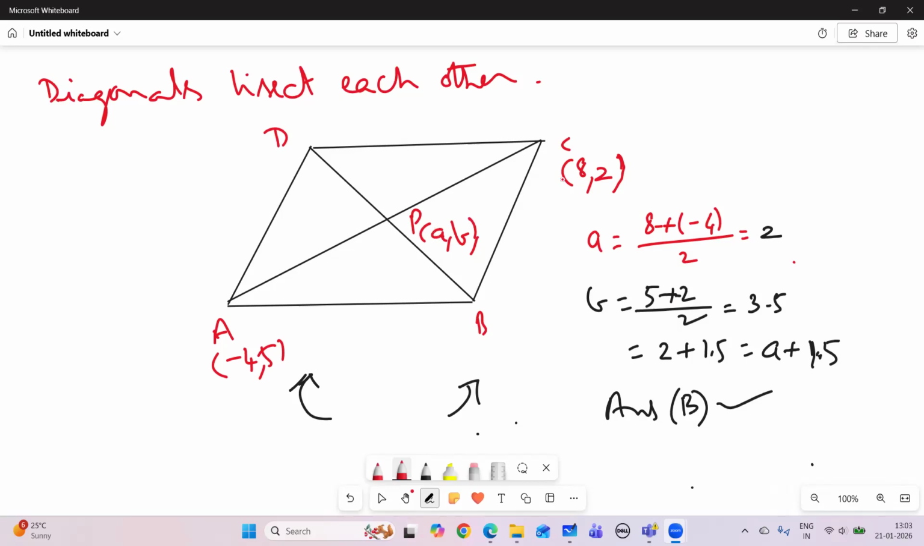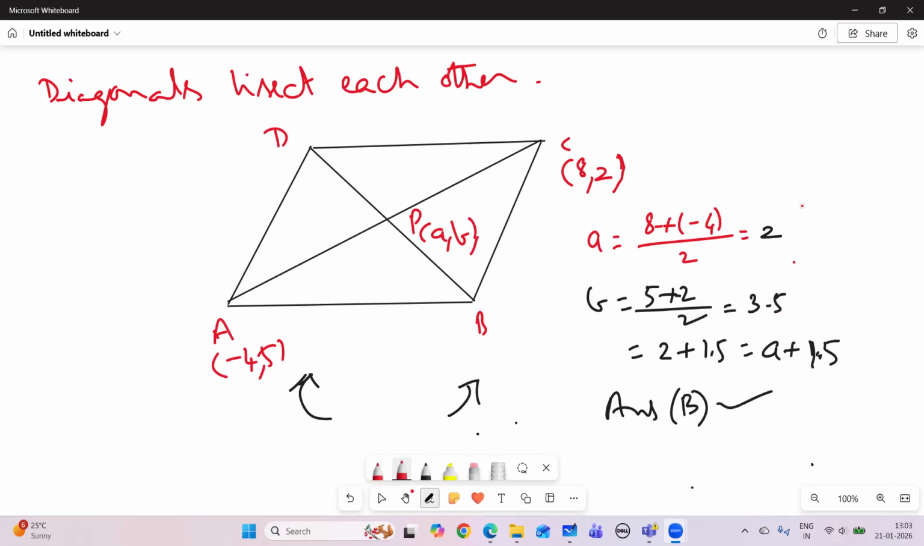So a becomes the average of -4 and 8, that is (8 plus -4) divided by 2. The sum of 8 and -4 is 4, divided by 2 is 2. And b becomes the average of the y-coordinates of A and C, so b is (5 plus 2) by 2, that is 7 by 2, that is 3.5. This is because P is the midpoint of line segment AC. If this is (x1, y1) and this is (x2, y2), then a becomes (x1 plus x2) by 2 and b becomes (y1 plus y2) by 2. That's how we get the values of a and b.